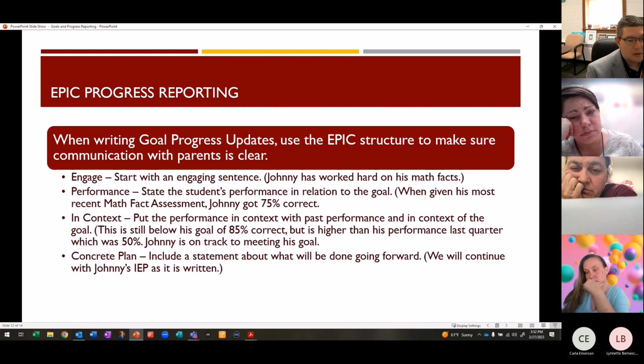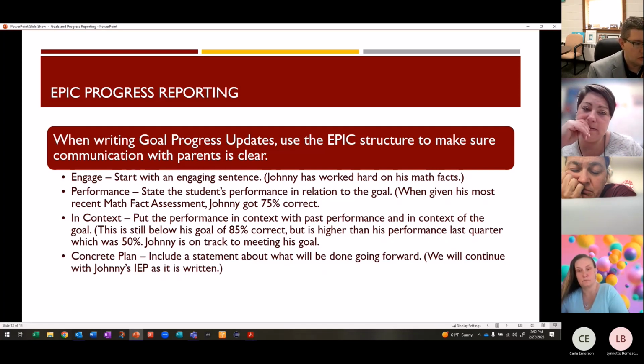Anytime we communicate with parents, I like to use the EPIC structure to help support that communication. First in EPIC is the engage. So start with an engaging sentence, such as Johnny has worked hard on his math facts, some way of acknowledging that, hey, we're here about more than just the facts. We're here about how Johnny is doing, or how the student is doing.